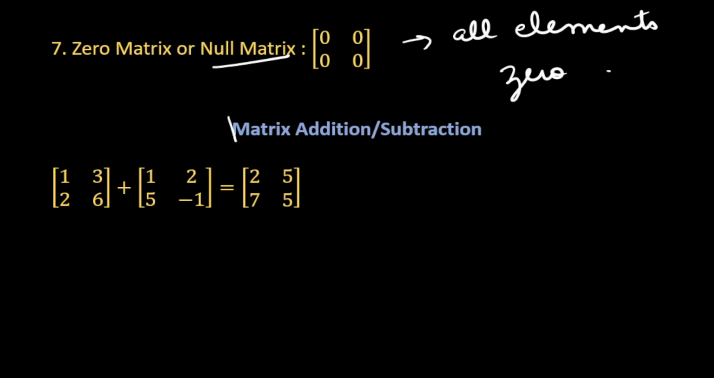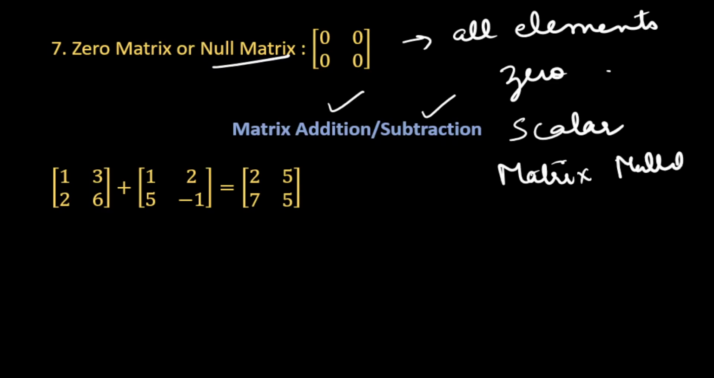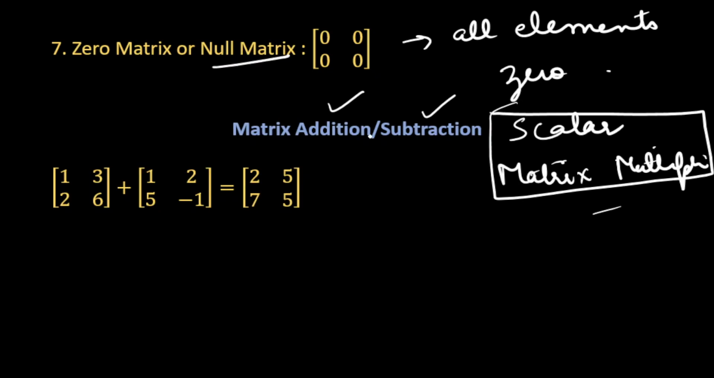Now, how to do matrix operations like addition, subtraction and multiplication. In this chapter we have to do matrix addition, scalar multiplication of matrices, and matrix multiplication. Multiplication we will do while solving the questions. Addition and subtraction, I'll just tell you now.